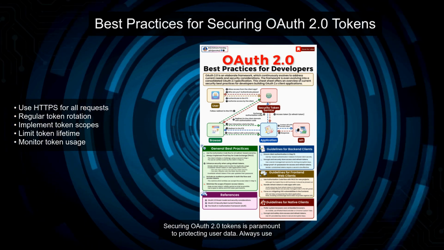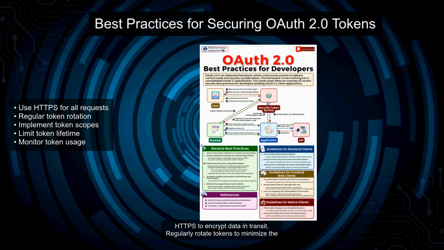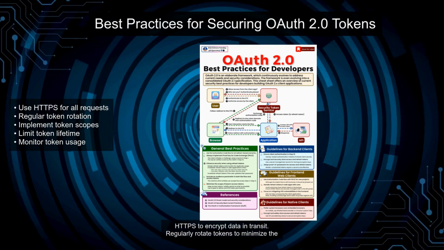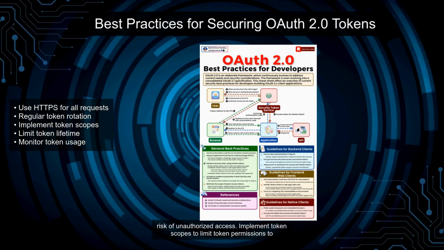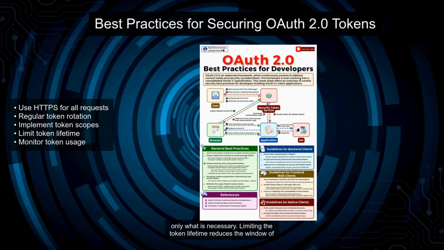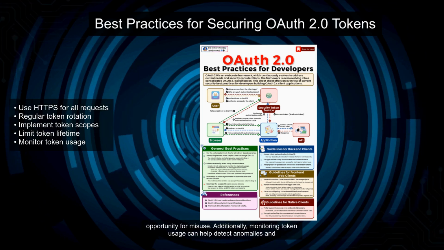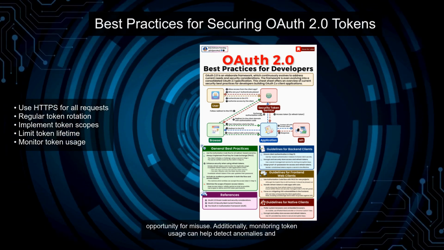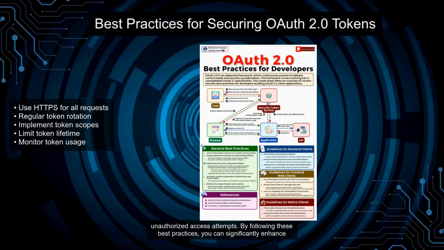Securing OAuth 2.0 tokens is paramount to protecting user data. Always use HTTPS to encrypt data in transit. Regularly rotate tokens to minimize the risk of unauthorized access. Implement token scopes to limit token permissions to only what is necessary. Limiting the token lifetime reduces the window of opportunity for misuse. Additionally, monitoring token usage can help detect anomalies and unauthorized access attempts.